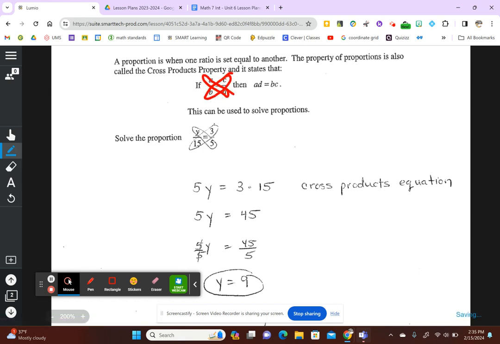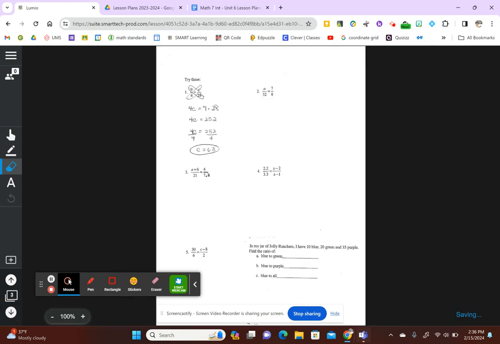And we are going to use this a lot. This is called the cross products equation. So I say 5 times y equals 3 times 15, or 5y equals 45, divide both sides by 5, and we get y equals 9. So we're going to be using the cross products property rule a lot.